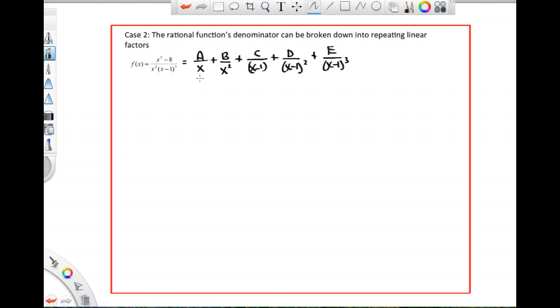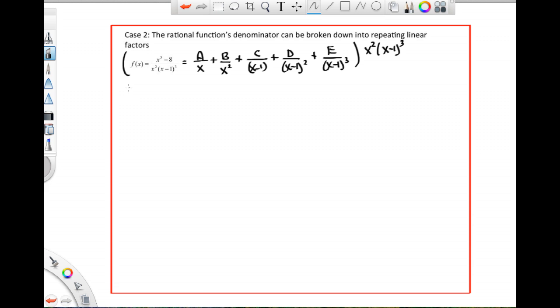So if it's an x squared, then you have to use an x1 and an x2. And you see the same thing over here. Well, now I'm going to do the same thing. I'm going to multiply by x squared. So we're going to multiply this giant mess by x squared and x minus 1 cubed.